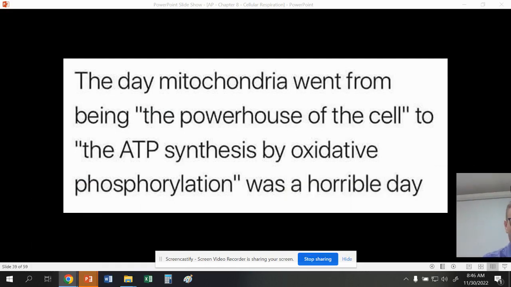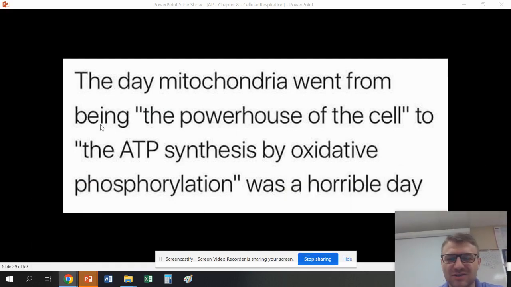Yeah, this is the day when the mitochondria goes from being the powerhouse of the cell to ATP synthesis by oxidative phosphorylation. This is that day. So I don't want you to remember the powerhouse of the cell anymore. You have to learn that this is where ATP is produced through oxidative phosphorylation.